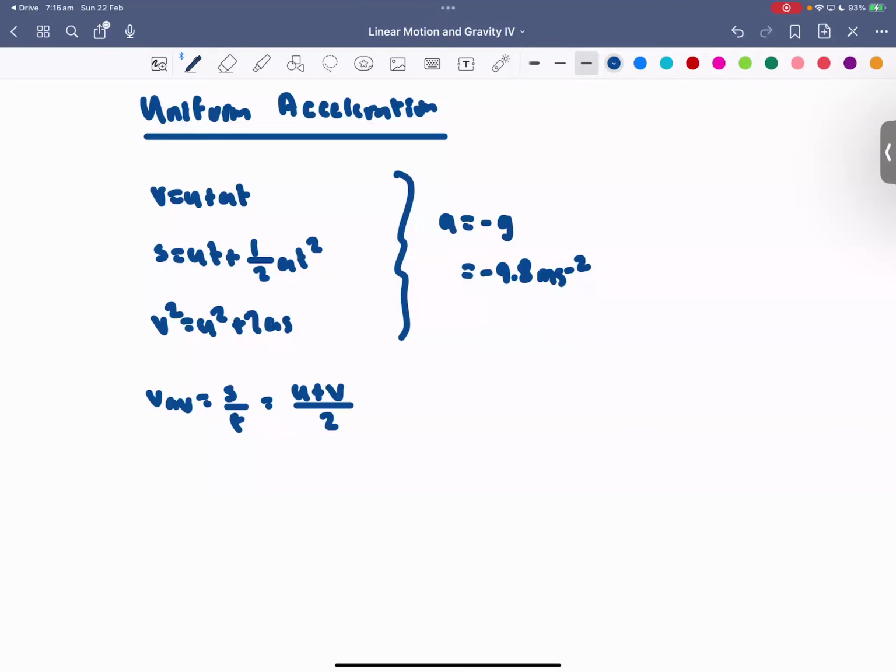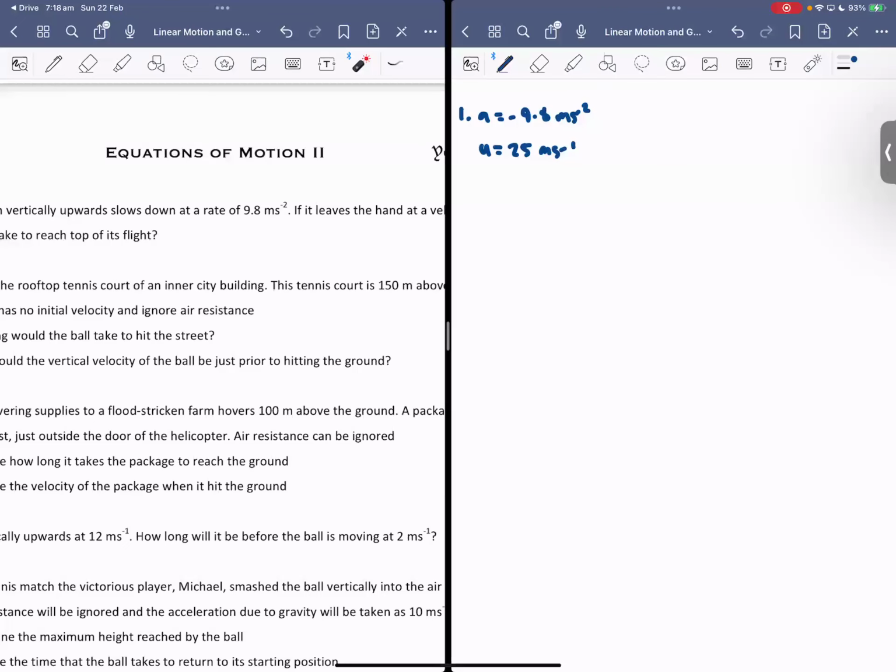That's literally all the theory for today. Today is exactly the same as last week. The only difference being that we will be using a is negative g. That's the only difference. You've got to read the question.